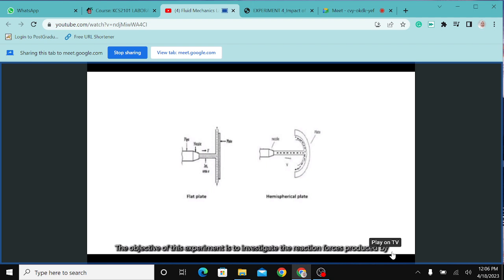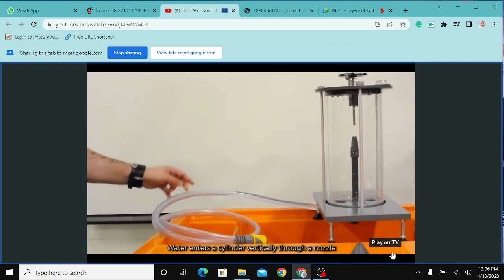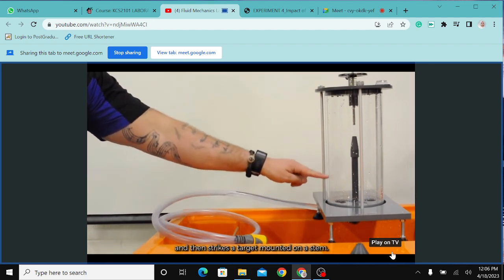The objective of this experiment is to investigate the reaction forces produced by the change in momentum of a fluid flow as a jet of water striking a flat plate or curved surface, and compare the results with the computed momentum flow rate in the jets. The apparatus for the study of a momentum of a fluid flow is the impact of jet apparatus. Water enters the cylinder vertically through a nozzle and then strikes a target mounted on a stem.